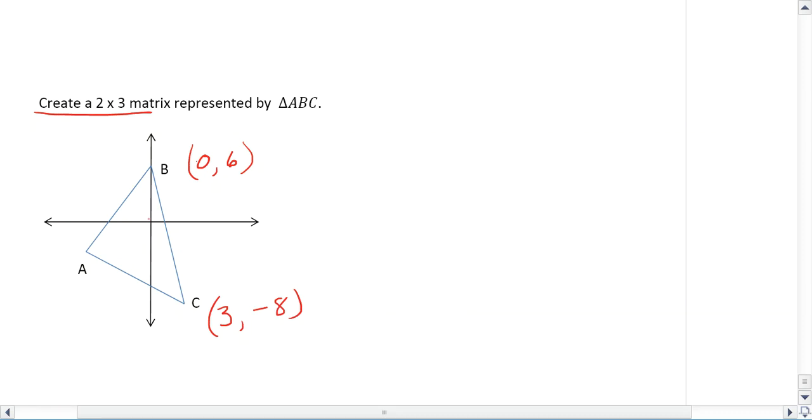And A could be over here at (-7, -4). I don't know, what do you think? And this is very important: we're told to create a 2x3 matrix. So when you picture what it's going to look like, we have x and y coordinates for each of these vertices. And in order to end up with a 2x3, we're going to have to put an xy coordinate up and down below each other like this.